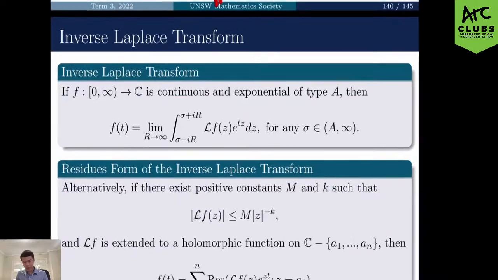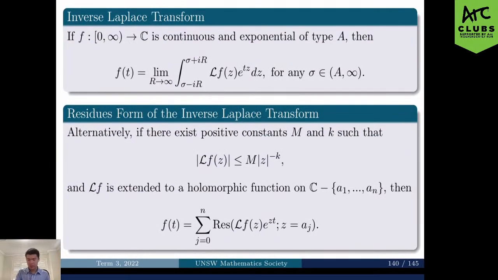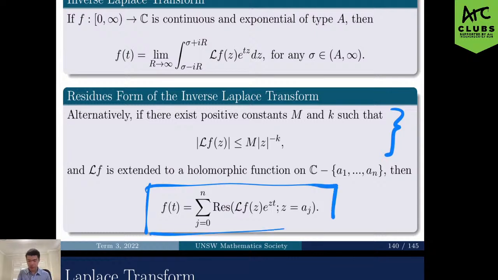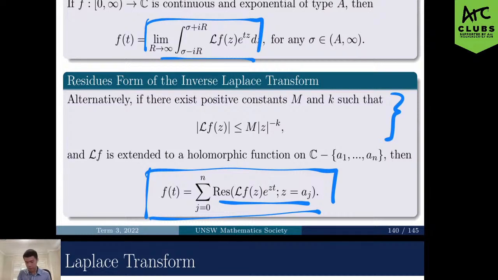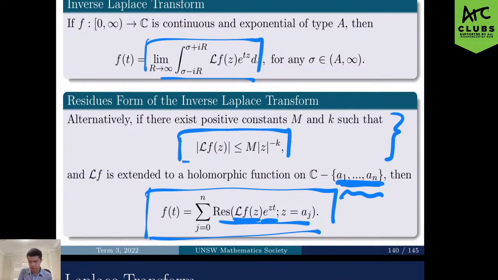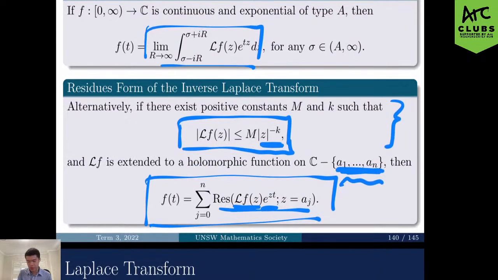Turns out this is pretty annoying to do. So if there exists this property, and we'll get into that later, then you can actually calculate this integral itself using the residue theorem, and you get this thing instead. You just get the residues of the Laplace transform times e to the zt at all of the singularities. So what is this property? It basically just says that the Laplace transform is bounded by z to the minus k for some positive constant k. And if you can show that, then you can basically use the residue theorem.